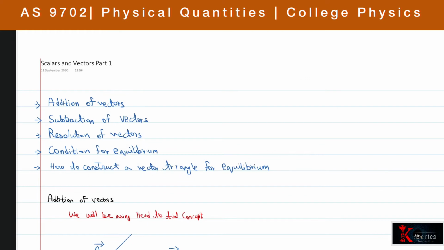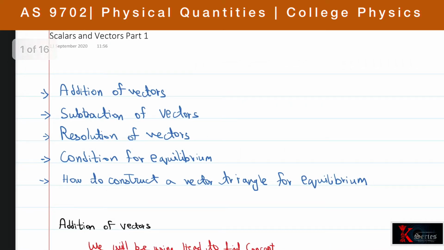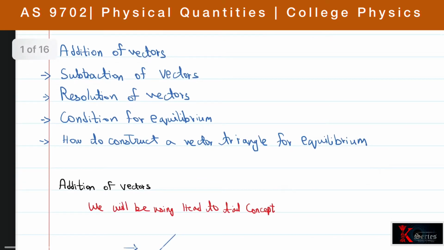In this chapter, we'll be going through the addition of vectors, subtraction of vectors, resolution of vectors, the conditions for equilibrium, and how to construct a vector triangle for equilibrium, right? So starting off with the addition of vectors, we'll be using the head to tail concept, right?